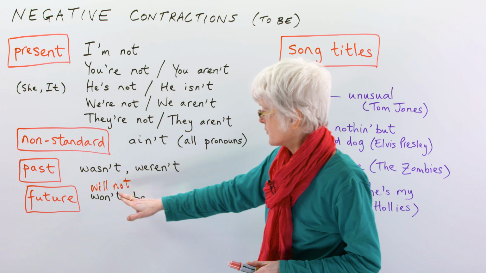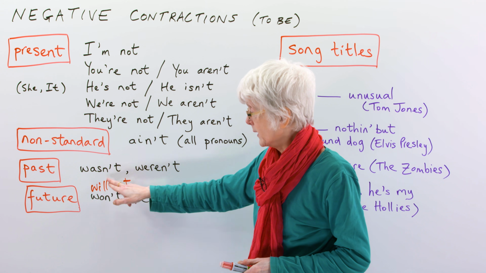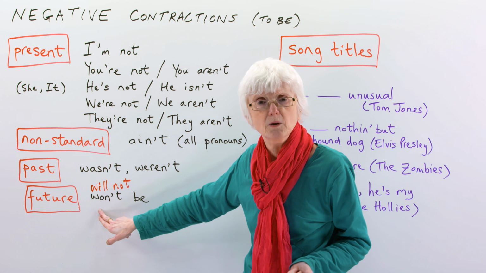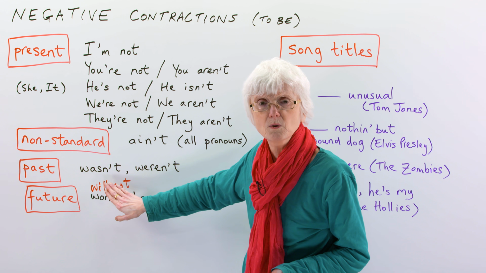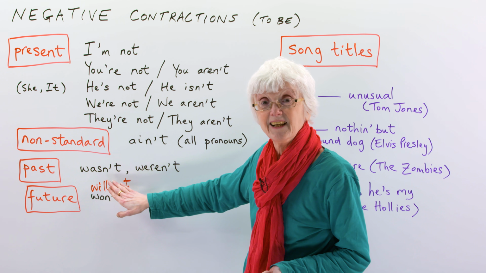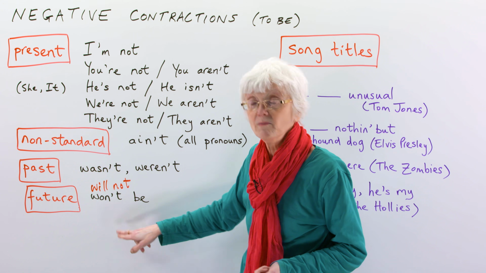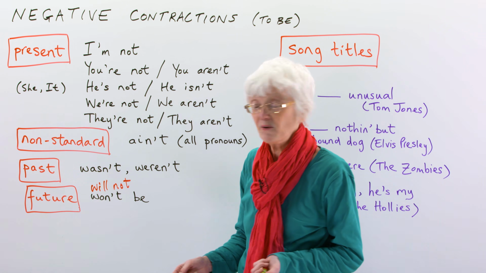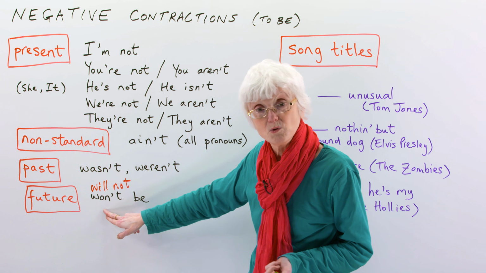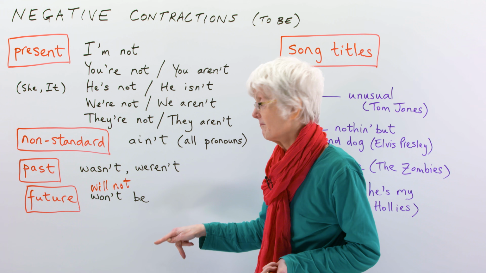So it's a bit strange because the I and the double L of will changes to woe. We've got not here, and then we've got woe, not will. We don't say willn't, we say won't. Maybe because willn't is difficult to say, I don't know. But won't be means will not be.